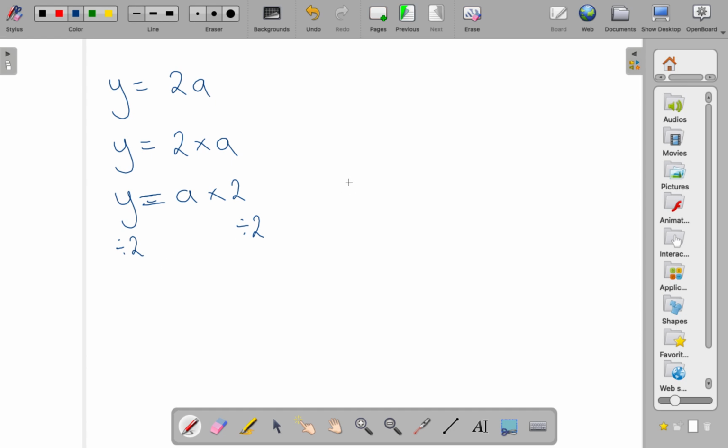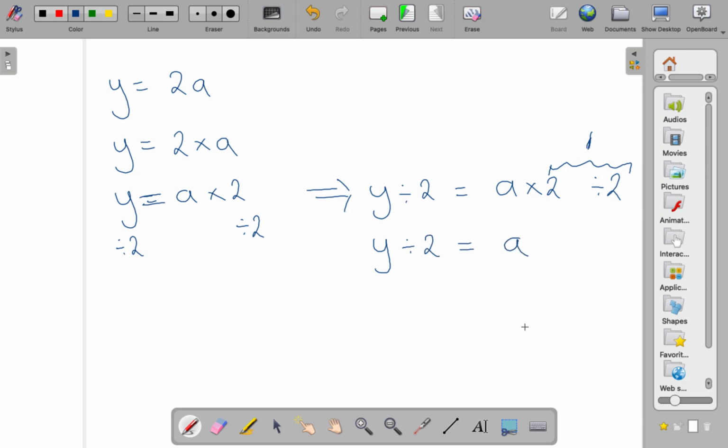Okay, so what we get now is y divided by 2 is equal to a times by 2, and then all of this divided by 2. Okay, now 2 divided by 2 is 1, so this bit here is 1, and then all we have there is a times by 1, which is just a. So we end up with y divided by 2 is equal to a.